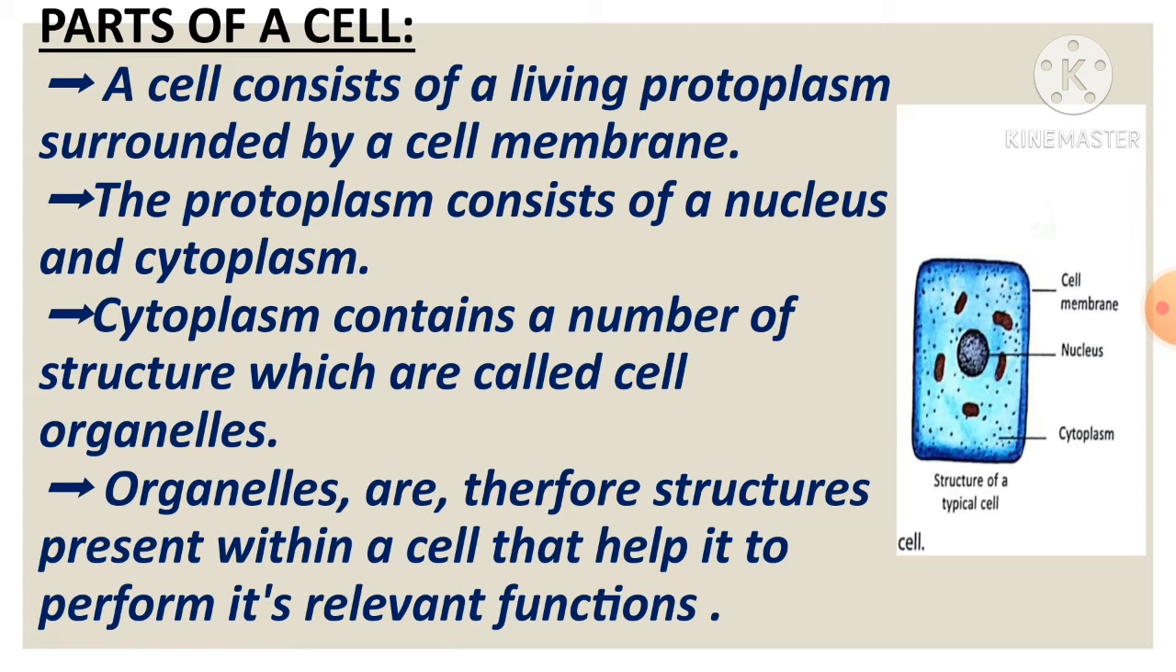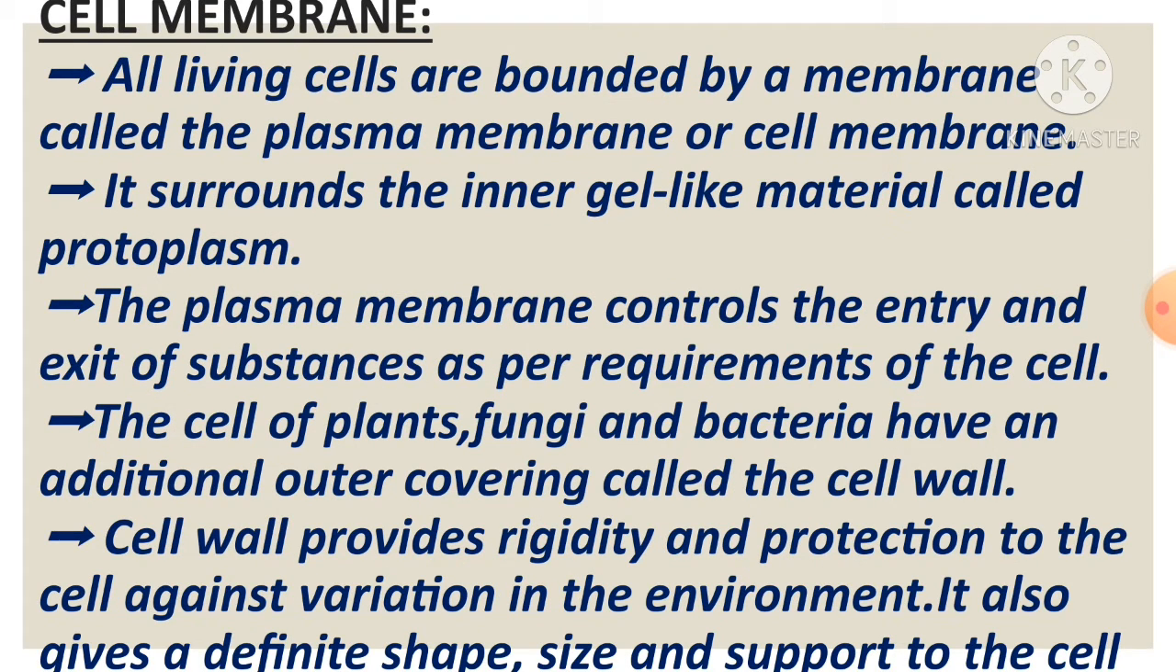Parts of a cell. A cell consists of a living protoplasm surrounded by a cell membrane. The protoplasm consists of a nucleus and cytoplasm. Cytoplasm contains a number of structures which are called cell organelles. Organelles are therefore structures present within a cell that help it to perform its relevant functions.